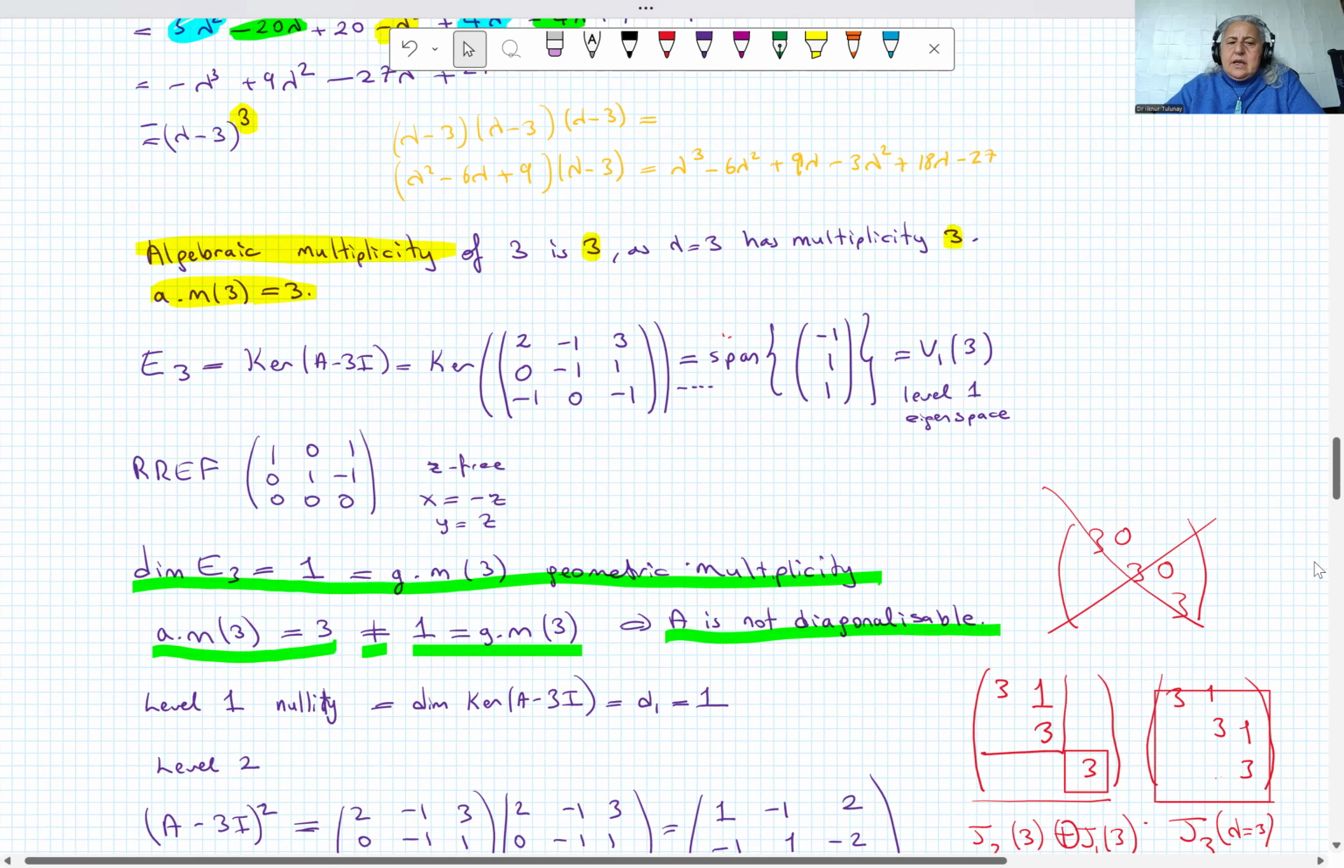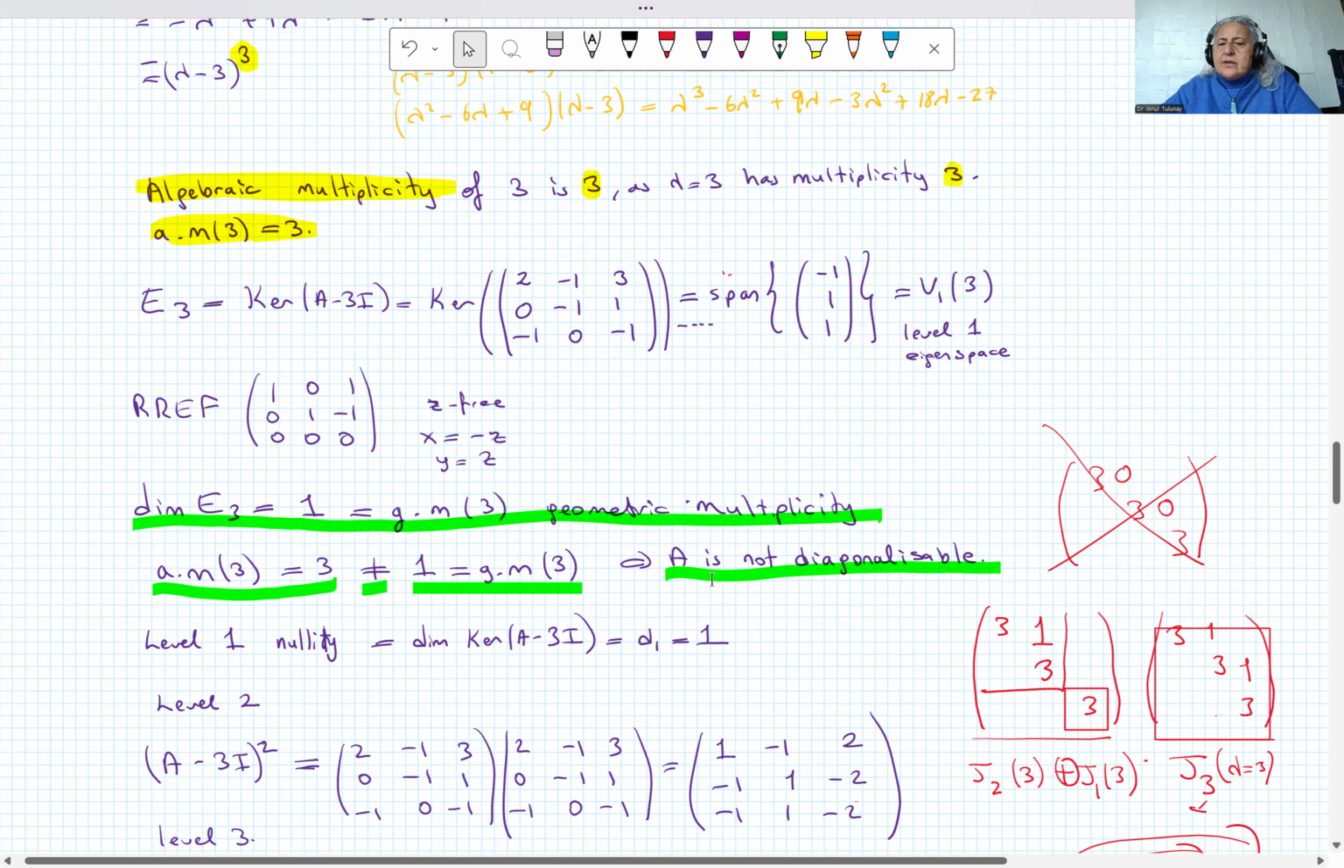Now, the dimension of E3 is 1, so the geometric multiplicity is 1. But the algebraic multiplicity is 3 and the geometric multiplicity is 1, which means that they are not equal. So A is not diagonalizable.